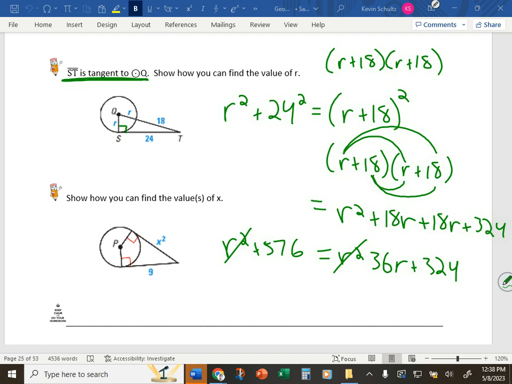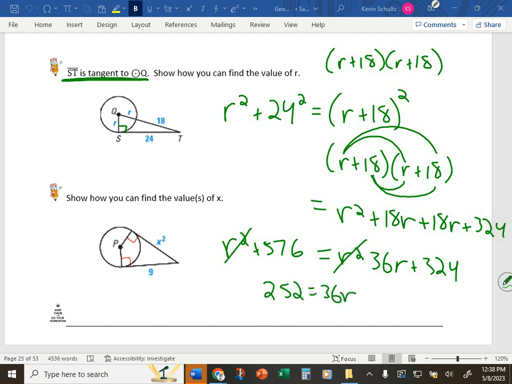Good thing it cancels. And so now we can move our 324 over. 576 and 324 is 900.